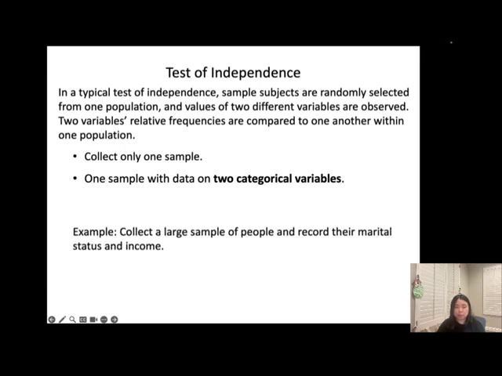For example, collect a large sample of people and record their marital status and income. So marital status and income, we do have two variables, but we only have one sample here. And we want to test if these two variables are independent of each other.